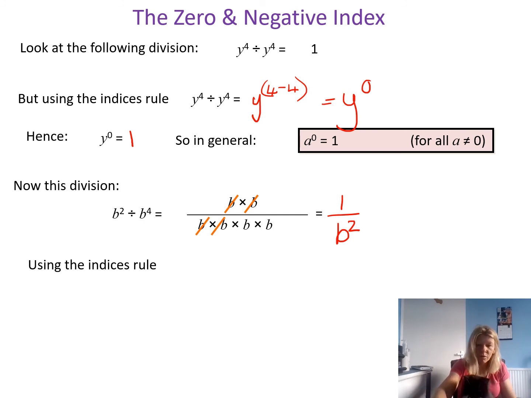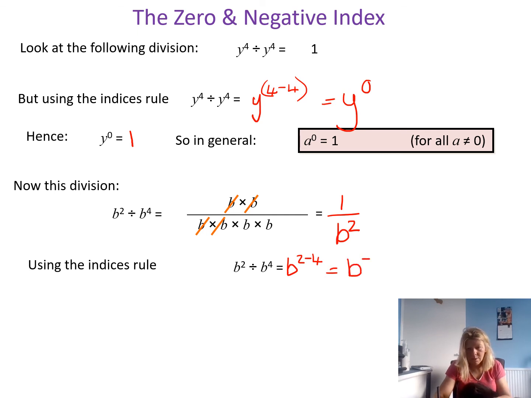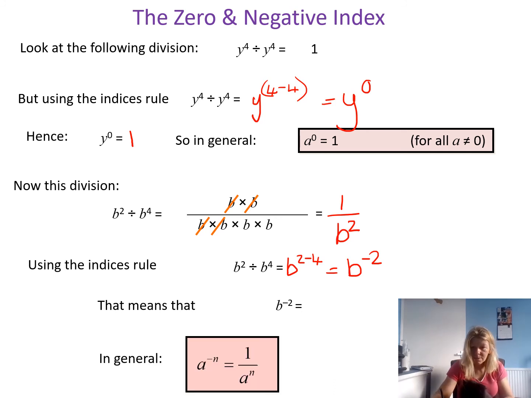Use the indices rule though. We'd subtract the powers, so we get 2 take 4, which is in fact b to the minus 2. That means that b to the minus 2 is in fact the same as 1 over b squared. And it's worth noting, anything to the power of a minus can be written as 1 over the same thing, but to the power of positive, whatever it was. That's a rule to remember if you didn't know already.